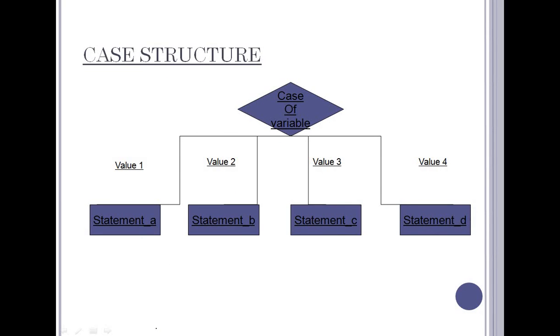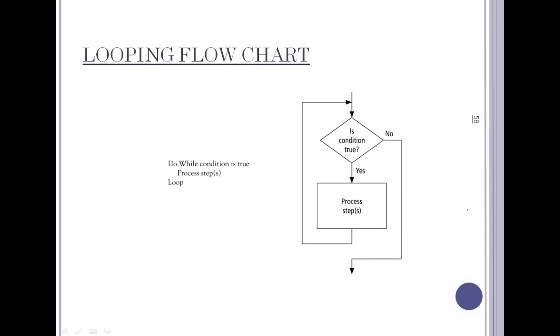We can also draw the flowchart or the flow graph for the case statement. Here we have the case of a variable, and it has various possible values. If it is value 1, it will execute this statement. If it is value 2, it will execute this statement. In this way we can also represent the case structure.